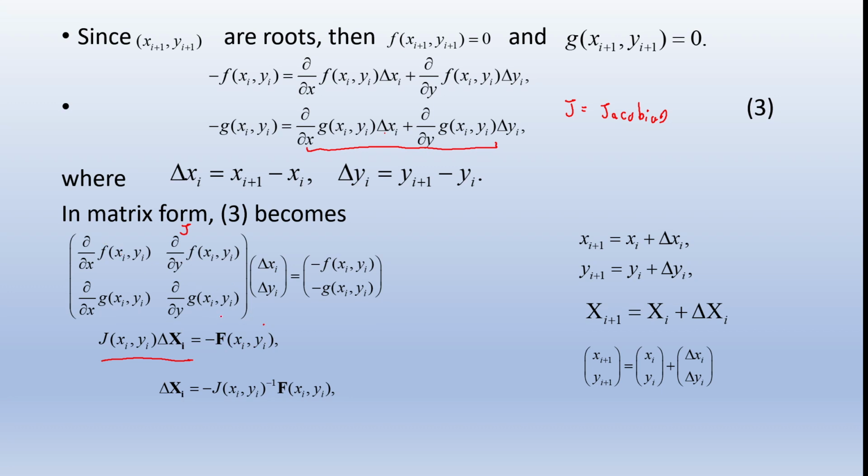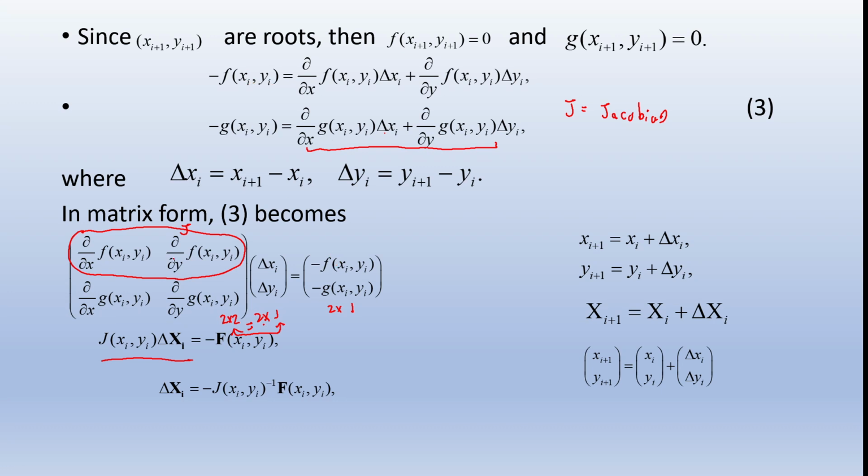So remember your matrix multiplication, 2 by 2 times 2 by 1. The number of columns in the first matrix equals the number of rows in the second matrix, so these two matrices can be multiplied. The resultant matrix will be 2 by 1. Remember matrix multiplication, you take row times column. First row times first column gives del f del x multiplied by delta xi, plus del f del y multiplied by delta yi. So the first row, first column gives you negative f(xi, yi) here.